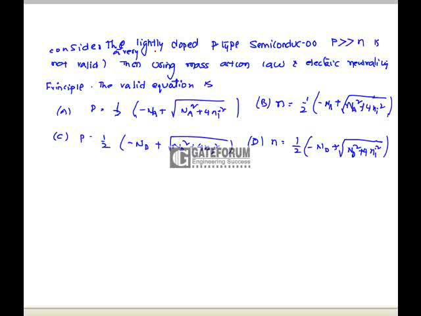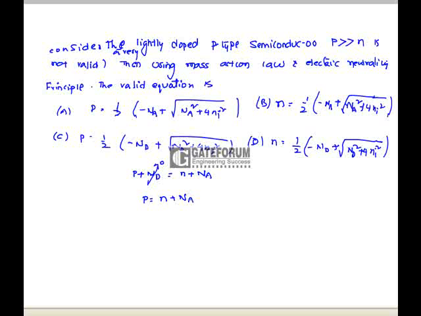Consider a very lightly doped p-type semiconductor where P >> N is not valid. Then, using the mass-action law and the electric neutrality principle, the valid equation is? Here, the electrical neutrality principle is that the total positive charge is equal to the total negative charge. The number of holes and number of donor atoms is equal to the number of electrons and number of acceptor impurities. Here this is a very lightly doped p-type semiconductor, so Nd is equal to 0. P is equal to N plus Na.